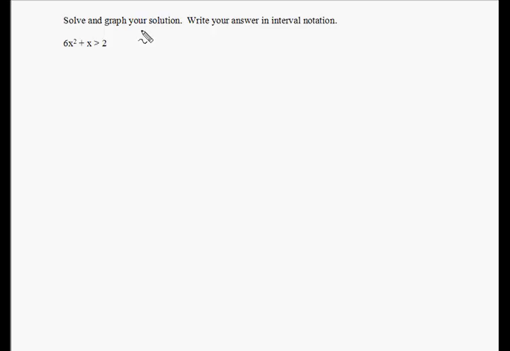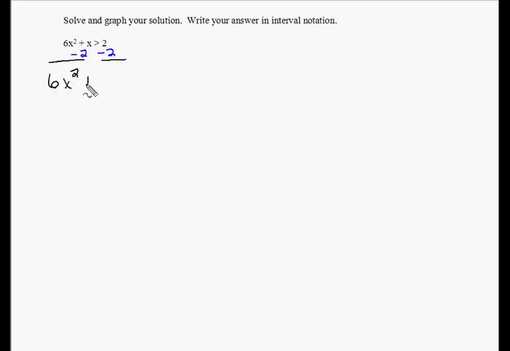Solve and graph your solution. Write your answer in interval notation. We have the expression 6x squared plus x is greater than 2. This inequality has more than just one variable, so in order to solve it we need a 0. So let's subtract 2 from both sides of the inequality.